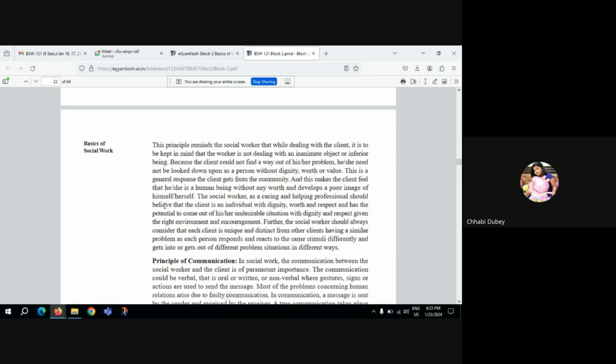Also, we understand that we are dealing with a client and not some inanimate object. We have to find ways in which we can treat the person with respect, with dignity and value.